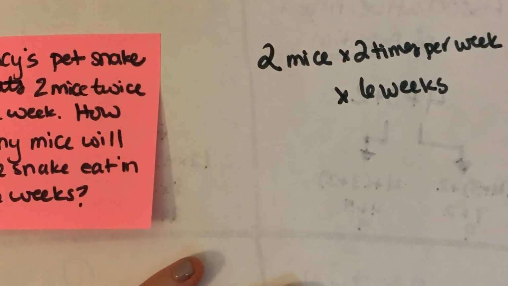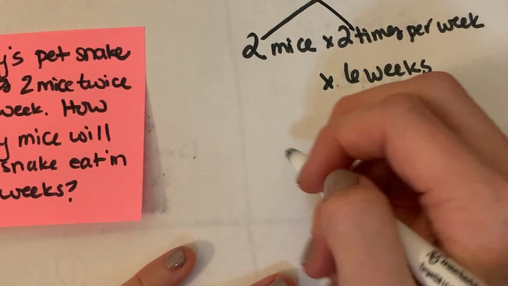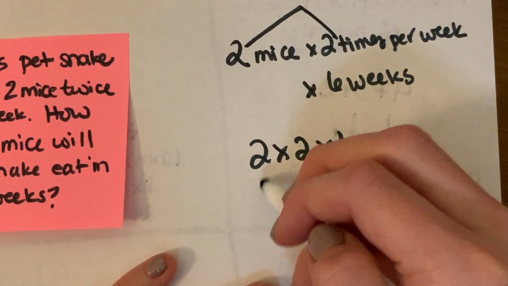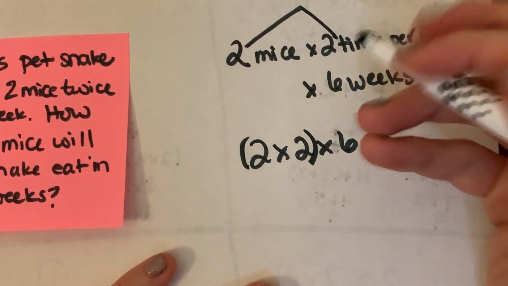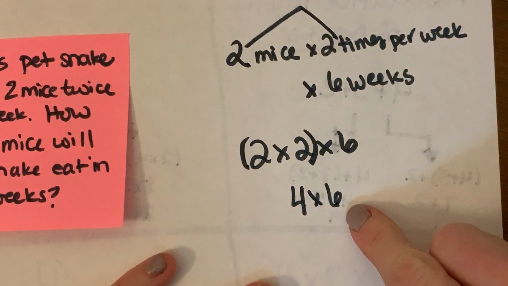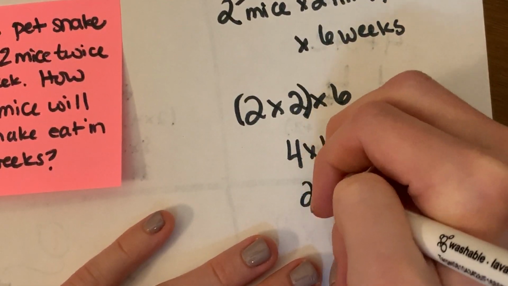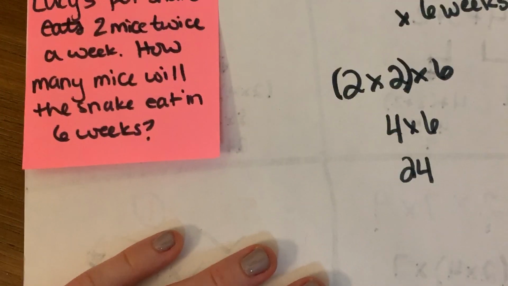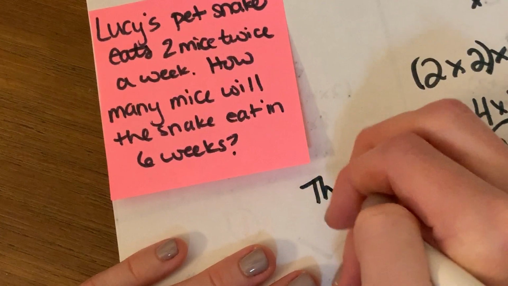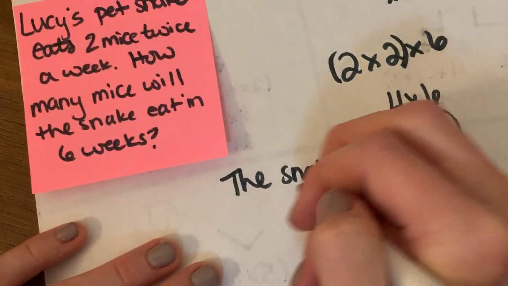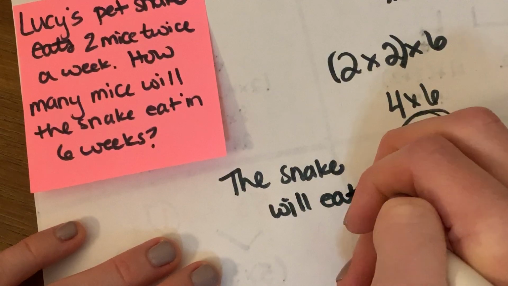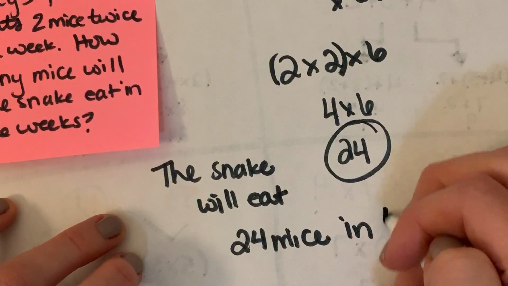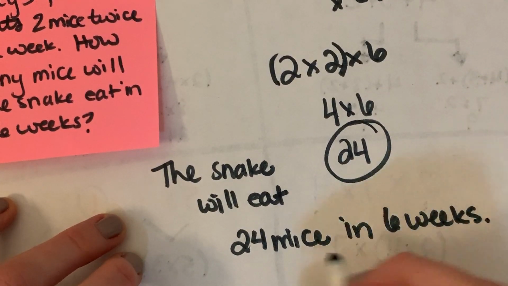So I'm going to group these two together, my 2 times 2 times 6. I'm going to put parentheses around that 2 times 2 and wind up with 4 times 6, which I know gives me 24. So how many mice will the snake eat in 6 weeks? We can say the snake will eat 24 mice in 6 weeks. There we go.